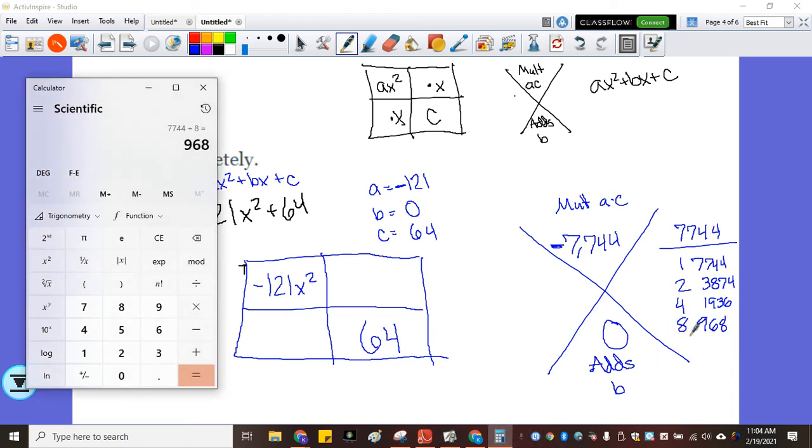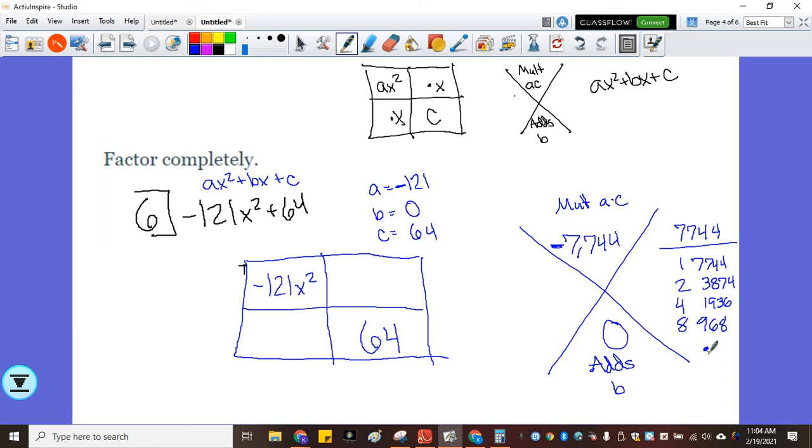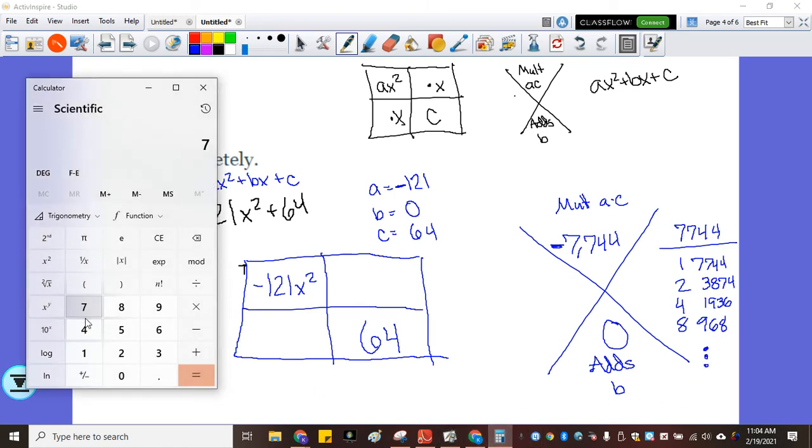Okay, I need to subtract these and get 0, right? So I'm not anywhere close to 0. I'm gonna skip a few numbers and start trying at like 20.